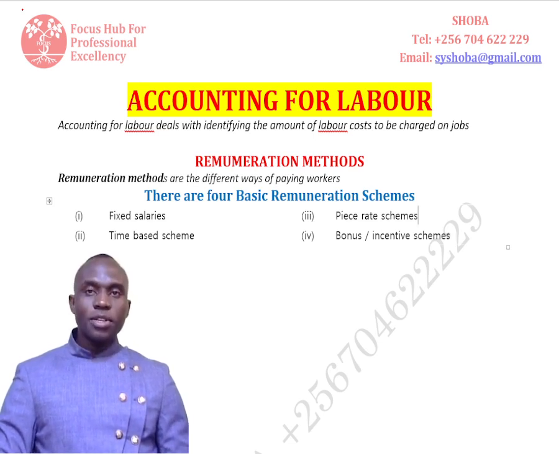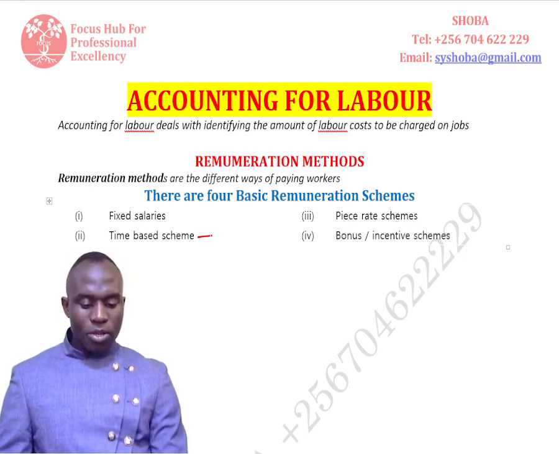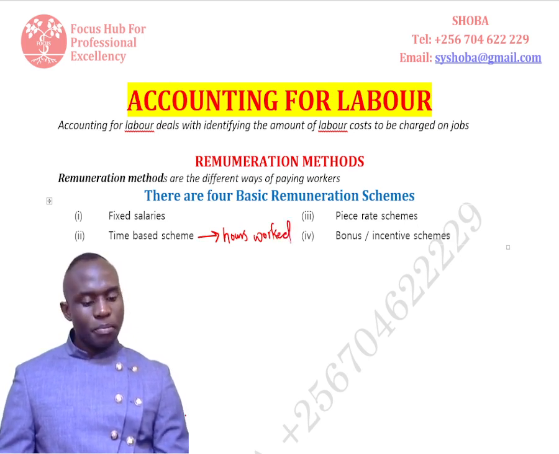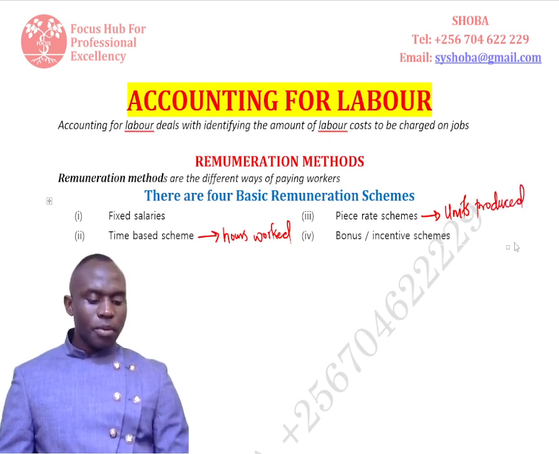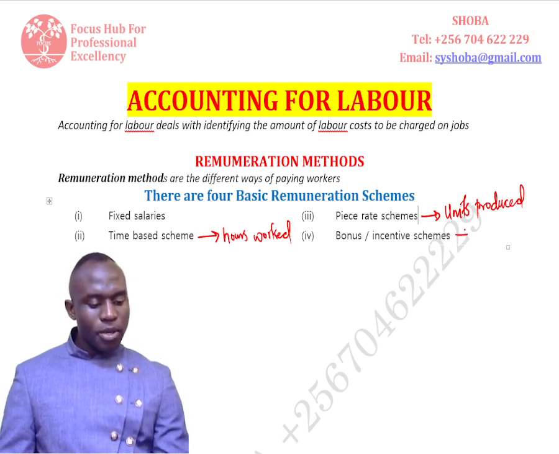The first one is fixed salaries. This is where people are paid a fixed payment, maybe per month or per week. It can be time-based. This is where the payment is based on the hours worked. So the more someone works, the more he gets paid. Then piece rate payment. This is where payment is based on the units produced. And finally, bonus payment. So this is where payment is based on the time that is saved.